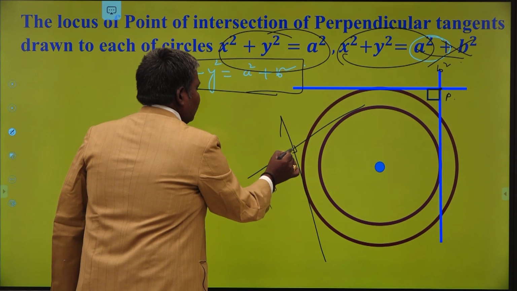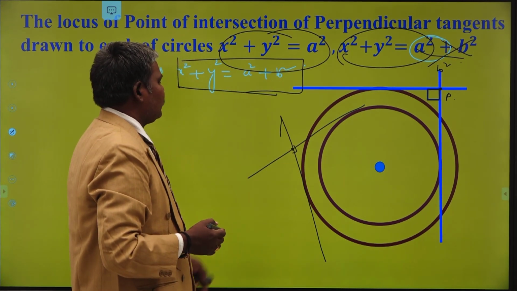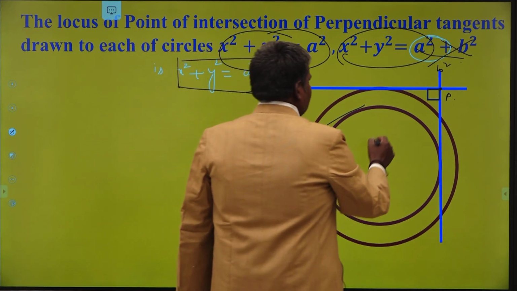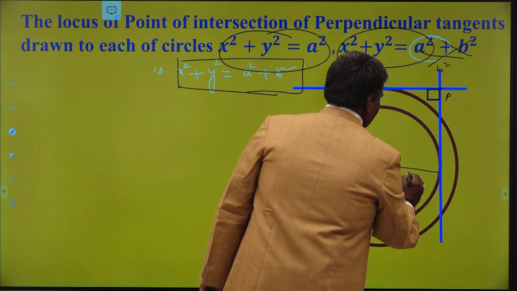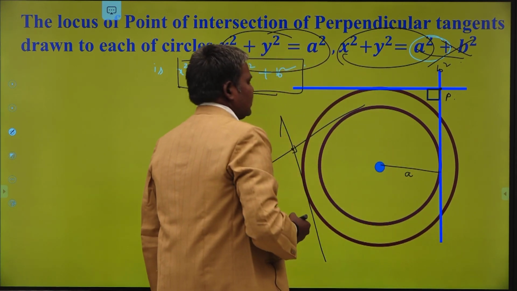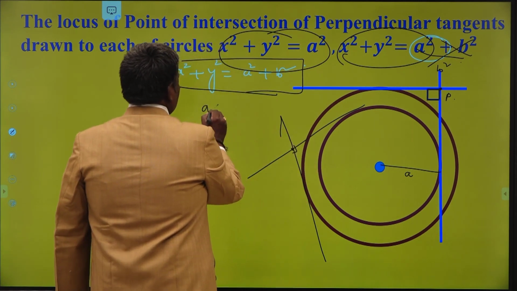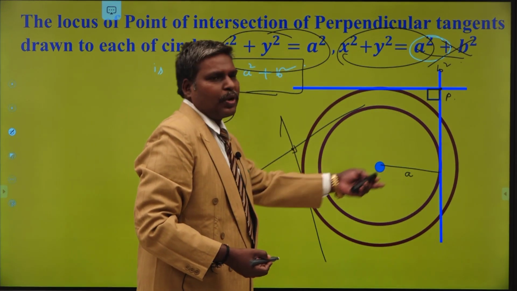See here, this is one tangent, this is the other tangent, and the angle between them is 90 degrees. So you get an infinite number of points in this manner. You have to find out the locus of the point of intersection of tangents. Suppose this is the first circle, x square plus y square equals a square. Now what is the distance from here to here? A units. This is the radius of the first circle. Suppose, for my convenience, I am taking a less than b. You may take a greater than b, then it becomes b, no problem.